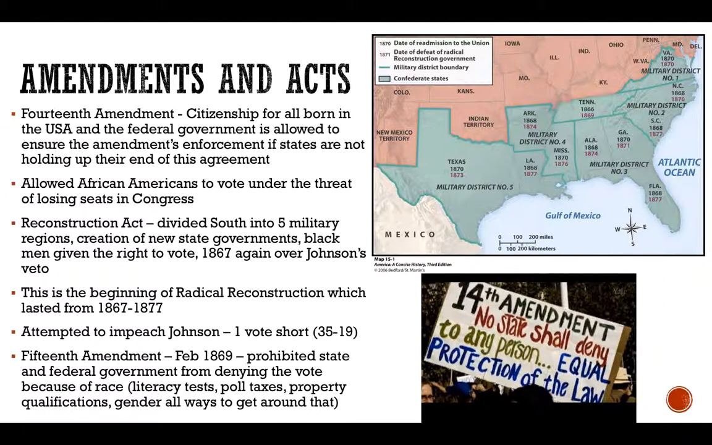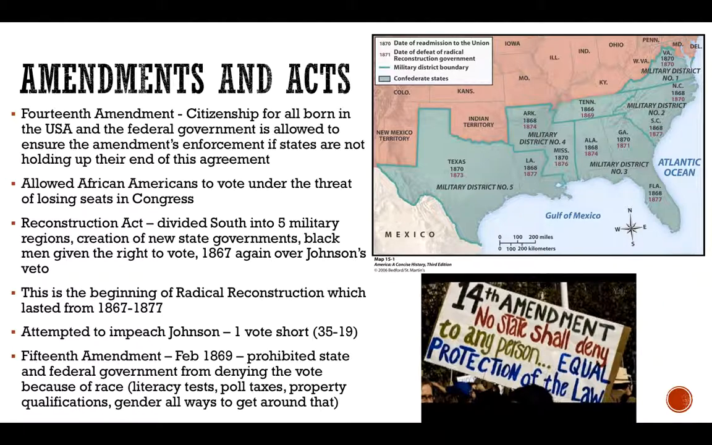African Americans were allowed to vote, and got the right to vote under threat of losing seats in Congress. So white politicians in the South were being threatened with losing seats in Congress for their state if they were not allowing African Americans to vote and run for office as well.